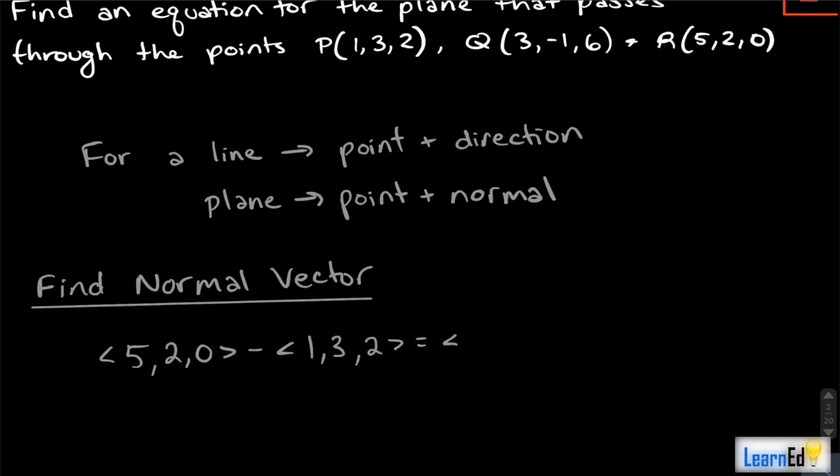And we get just 5 minus 1 is 4, 2 minus 3 is -1, 0 minus 2 is -2. So we get our first vector. All right, this is a vector in the plane. Now let's get our second one.